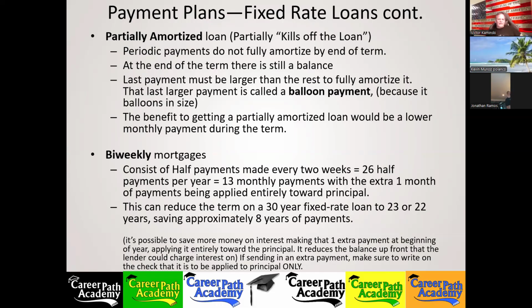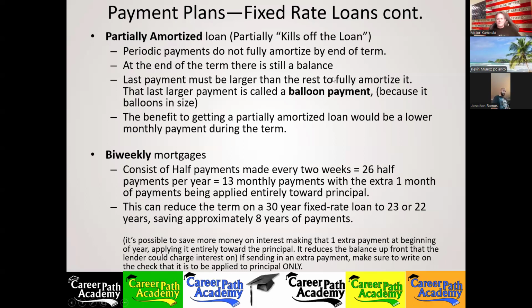So in a partially amortized loan, you've only partially killed off the loan through your payments. Periodic payments, they don't fully amortize by the end of the term. At the end of the term, there's still a balance. So that last payment has to be larger than the rest to fully amortize it, to fully kill it off. That larger last payment is called a balloon payment. Why? Because like a balloon, it balloons in size. Make sense?